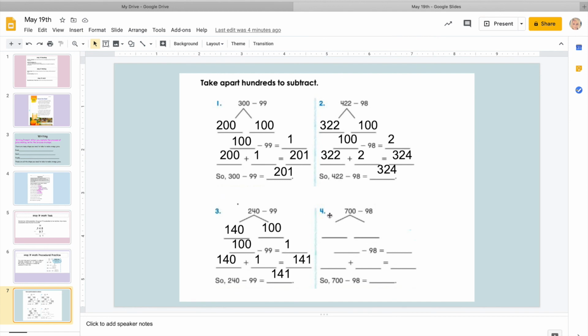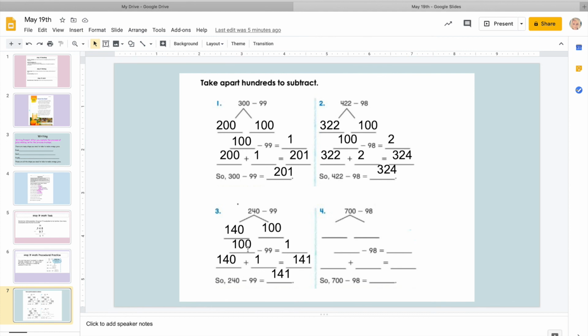Okay, I'm going to walk you through number 3, and then I'm going to want you to try number 4 on your own. Just a little bit of practice there. For number 3, we are going to be finding the difference of 240 minus 99. So here we decompose that. We put 100 over here, and there was 140 left, so that's going to go over here.